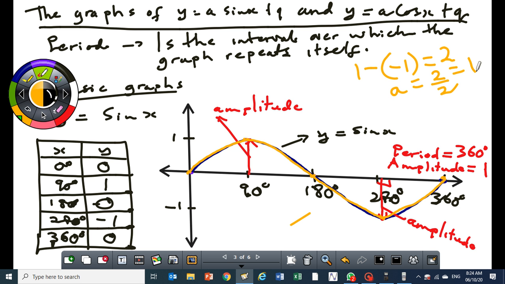No, it's always positive, sorry. Right? The amplitude is always positive. Okay. Alright, so make sure you're aware of that.